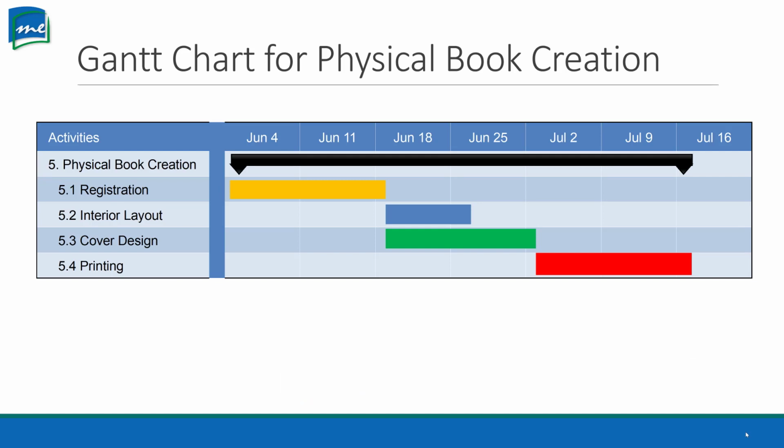So if you remember from our last video, we talked about the physical book creation, where registration, interior design, cover design, and printing were done. So we had to list all our activities for a work package. We've already done that. That was step one to get to this stage. Step two, we had to build our work breakdown structure. We already did that. That was our last video. Step three, we had to create an activity schedule.